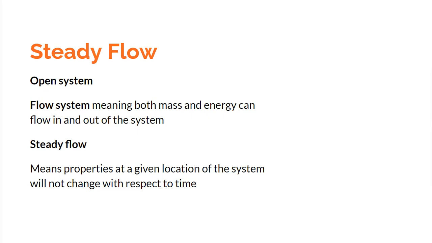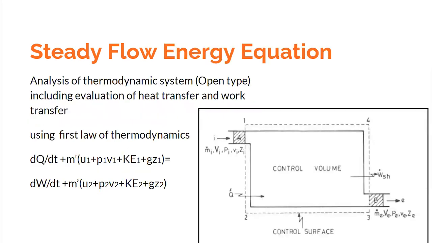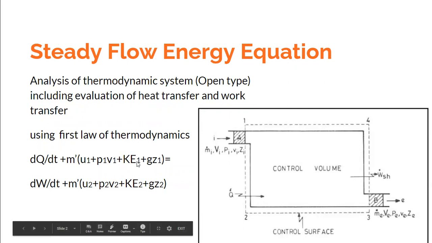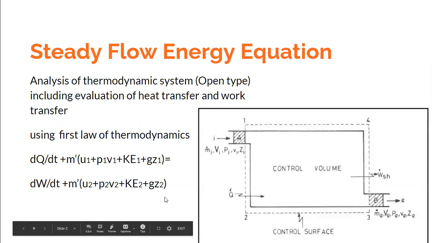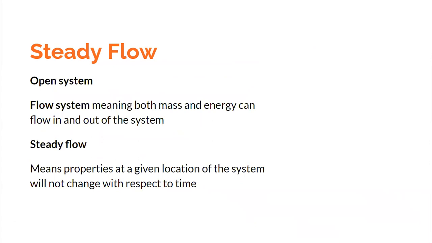Okay, so we need to understand that in a steady flow system, we assume that the properties at a given location will not change with respect to time. And the general equation is, as I said, m dot (u1 plus p1 v1 plus kinetic energy plus potential energy) plus the heat transfer, which is the inlet side, is equal to the work transfer plus the corresponding terms on the outlet side.